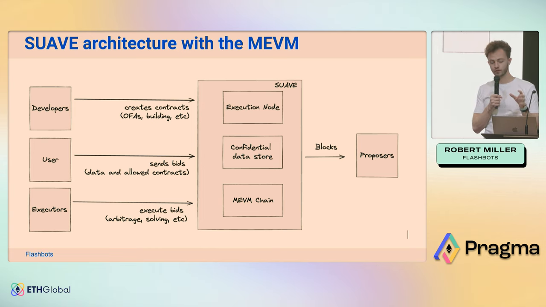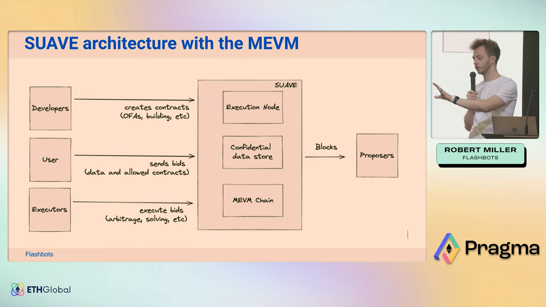So the way that this works, the middle box here with three components inside of it is SUAVE, and it's got three main components for you to know about. We first have the MEVM chain that I just described to you. It's this modified EVM chain with special precompiles for MEV use cases. And some of these precompiles call out to what we call an execution node.